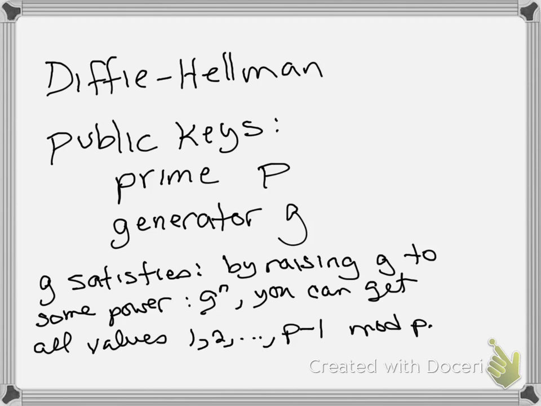There are two pieces to the public key. First is a prime number P, and the second is another number which we call G, and G must be a generator. So G satisfies the following property. By raising G to some power, so we take G to the n for some number n, you can get all values between 1 and P minus 1 mod P.